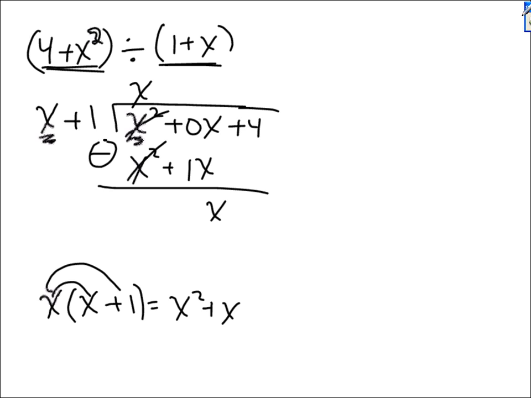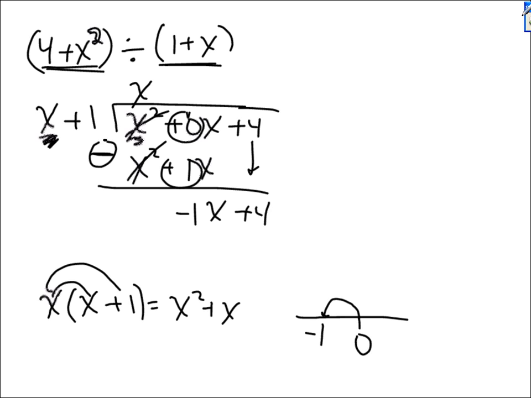And now we're subtracting x's. We have 0, and we're taking away 1. That's negative 1. I mean, after all, if you had 0 and you take away 1, you're at negative 1. Plus 4. What do you multiply x by to get negative 1x? Negative 1.